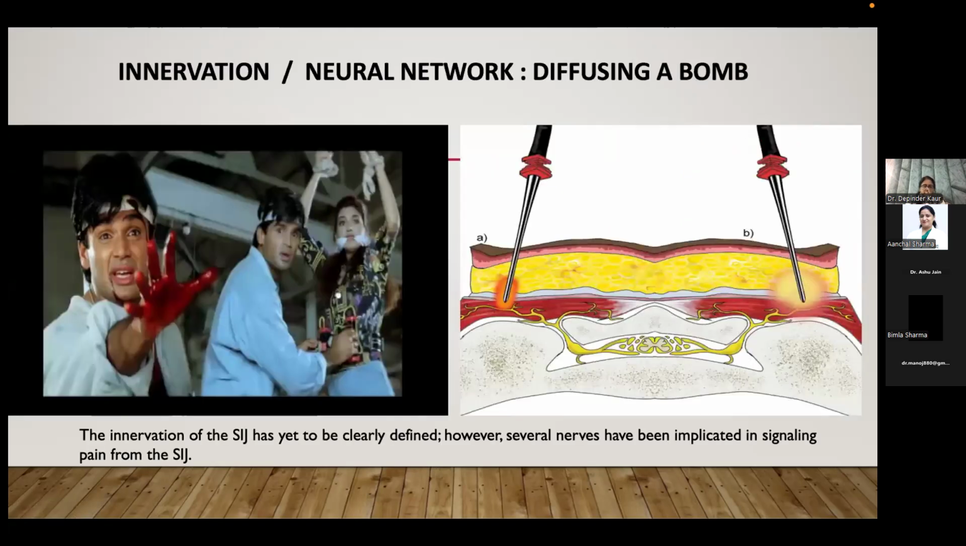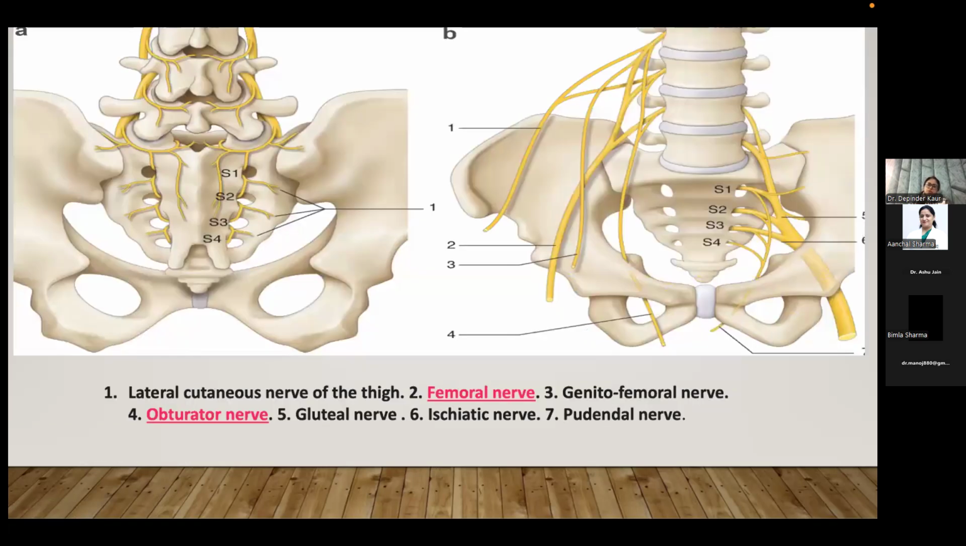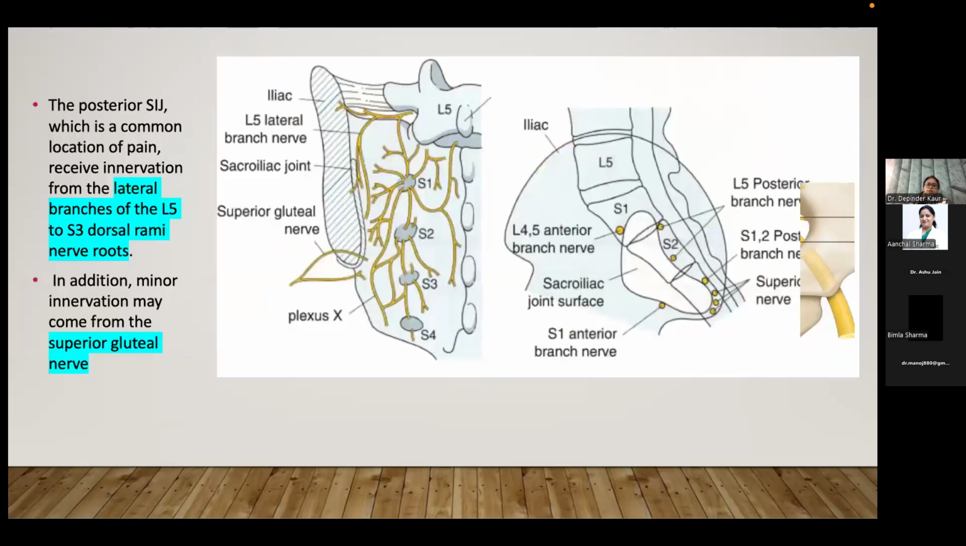Coming to the innervation, of course, this neural network is really diffuse and it is difficult to make out. Before proceeding for radio frequency ablation, we should have a thorough knowledge about the innervation of the SI joint, which is not clearly defined yet. Some say only the posterior part of the joint is the pain source, and some studies quote that only the anterior part of the joint is the pain source.